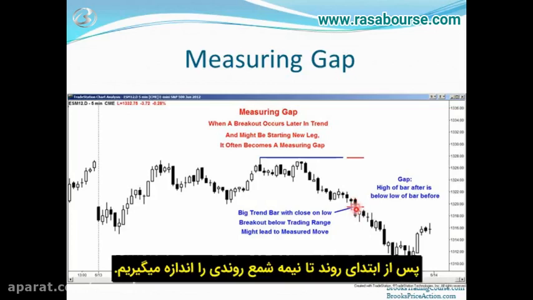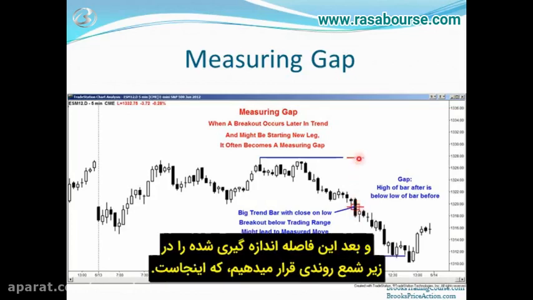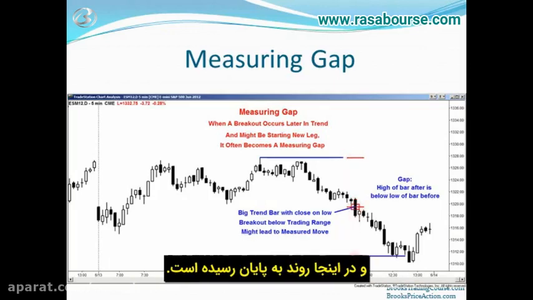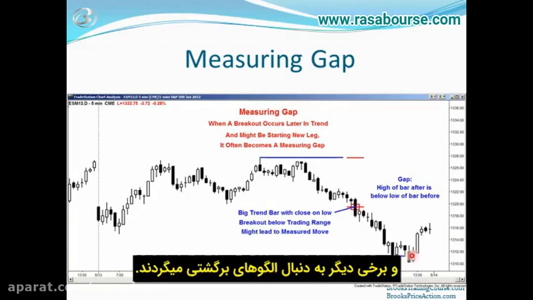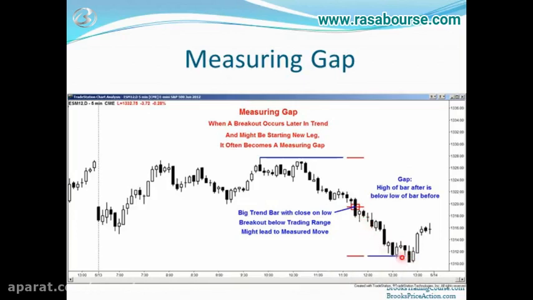So you look at the start of the trend up here, you look at the middle of the gap, and you project down the same number of ticks, and it takes you here, and that's in the area where the trend ended. So traders will look to take profits down here. Aggressive traders will look for some kind of reversal pattern.